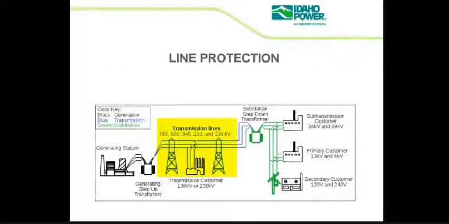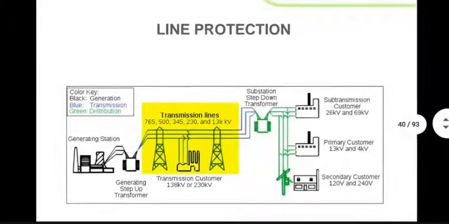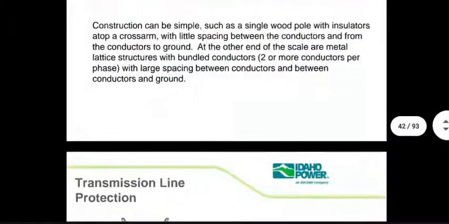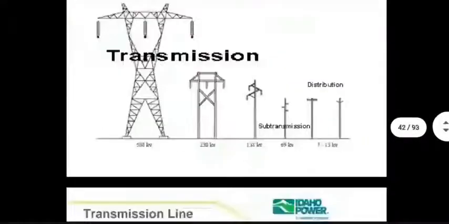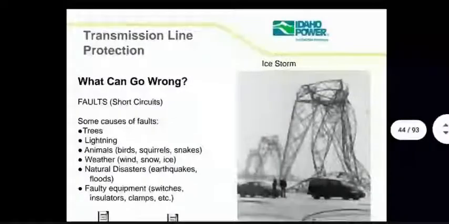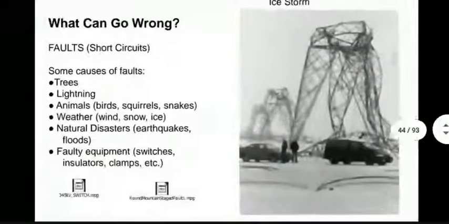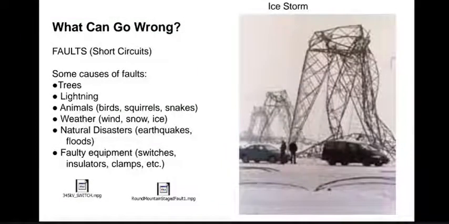Line protection is also important. What do we do? What can go wrong with the transmission line? What can go wrong? Yeah. Trees can affect the lines. Lightning can affect the lines. Animals, birds, weather, natural disasters, and faulty equipment. All these can affect the transmission lines. So you need to protect against all this as much as possible.